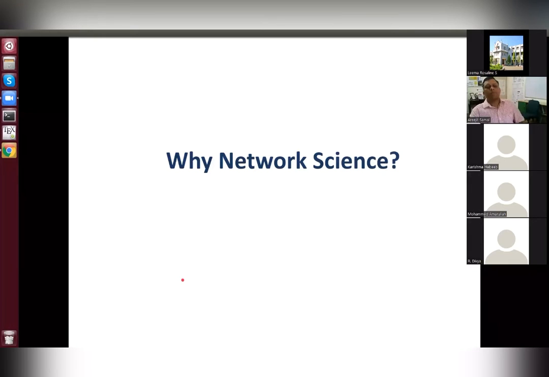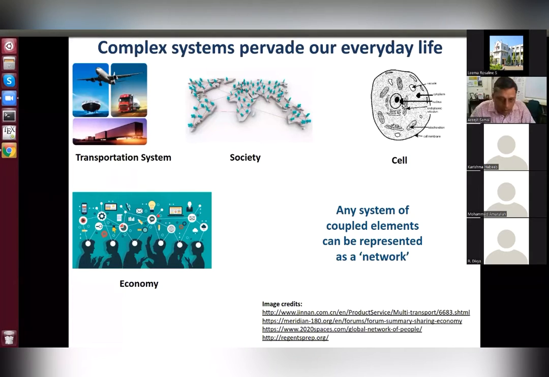So the question emerges: why network science? This is a field that has come into existence in the last 20 years. Of course, graph theory in mathematics has been around for more than 200 years, but network science is highly interdisciplinary and is rooted in actual empirical data, unlike graph theory, which deals more with models. What we should realize is that complex systems pervade our everyday life.